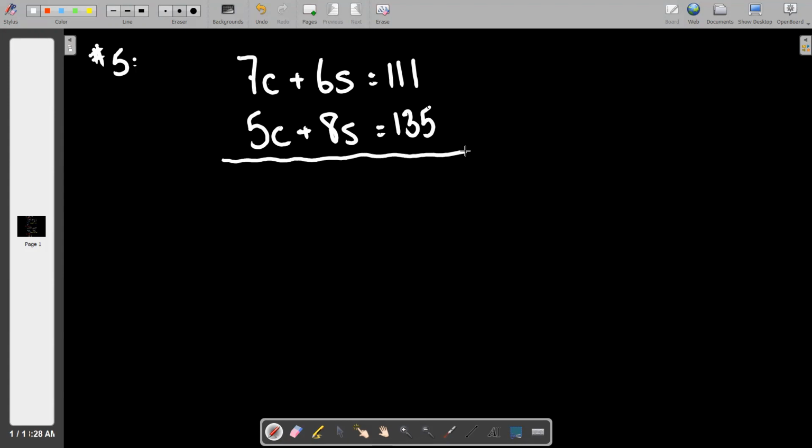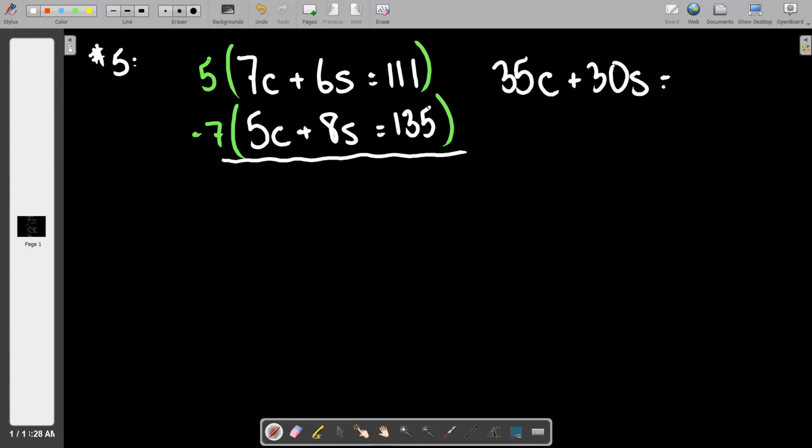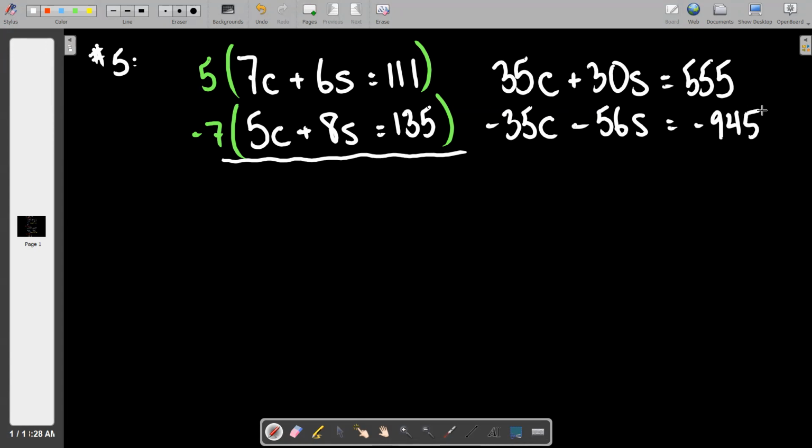Fair enough. I like that. So I assume you got 35C plus 30S equals 555. And then your bottom should be negative 35C minus 56S equals negative 945, maybe? Did you check my math? 945, yeah, okay.